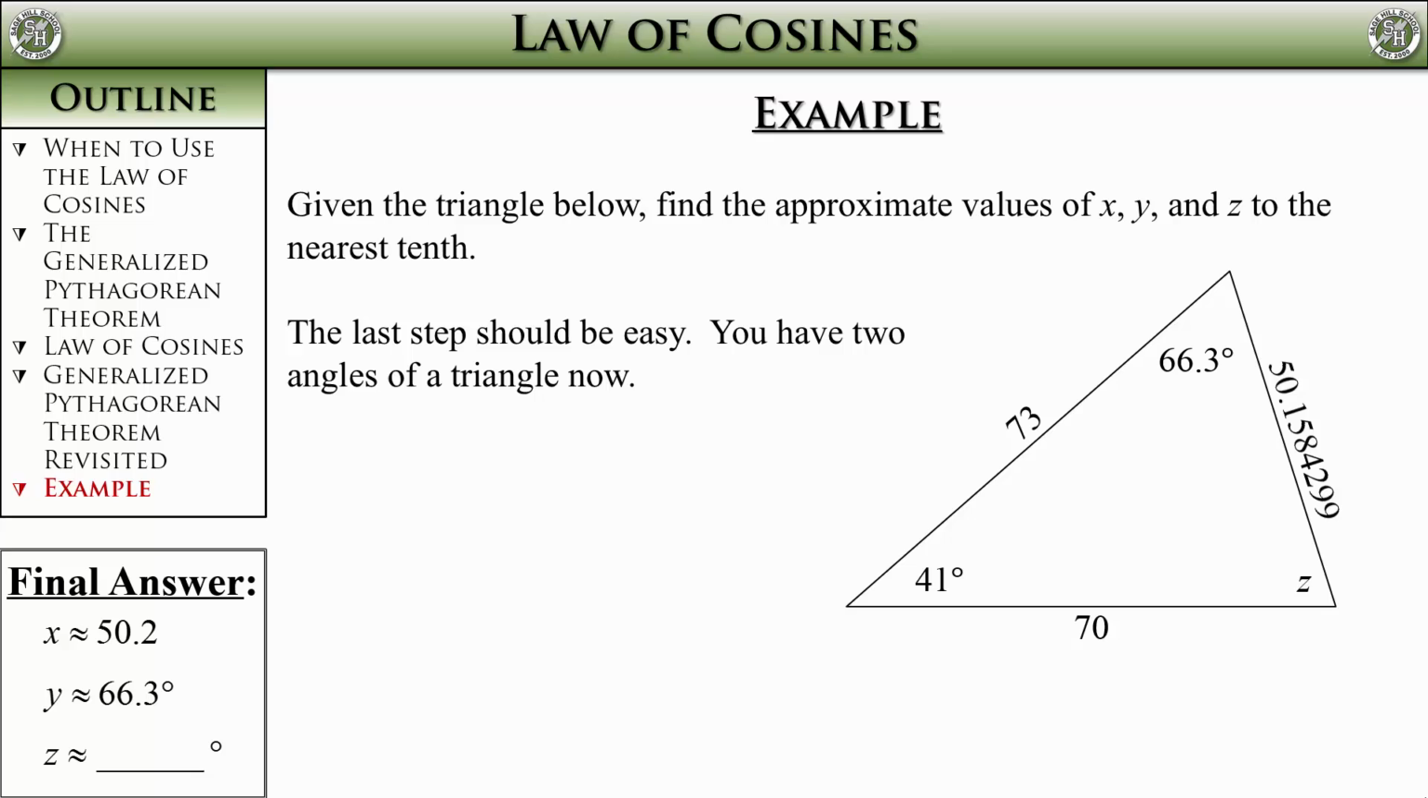The last step should be easy. You have two angles of a triangle now. You should know how to get the third angle. This last step isn't so crucial for keeping all the decimal places. You can use the 66.3 for this last step, but using all the decimal places certainly won't hurt. Time to fill in the last answer, and we are done.